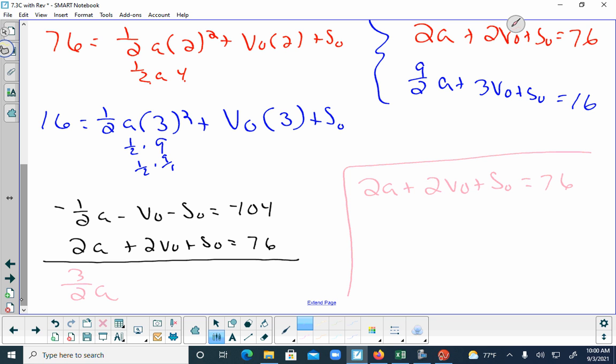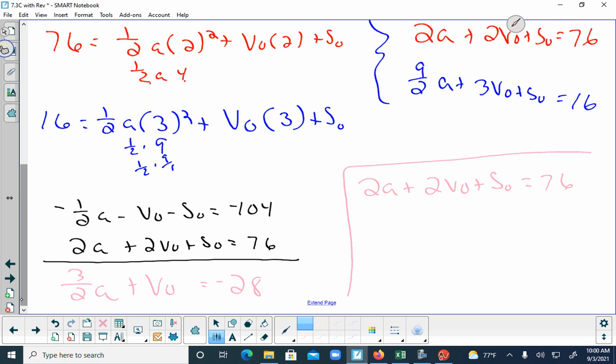B sub 0. And then no S sub 0 equals negative 104. It's negative 104. Negative 28. And I'm going to hold off because I might not want to use that one. All right, so that was row 1 and row 2.